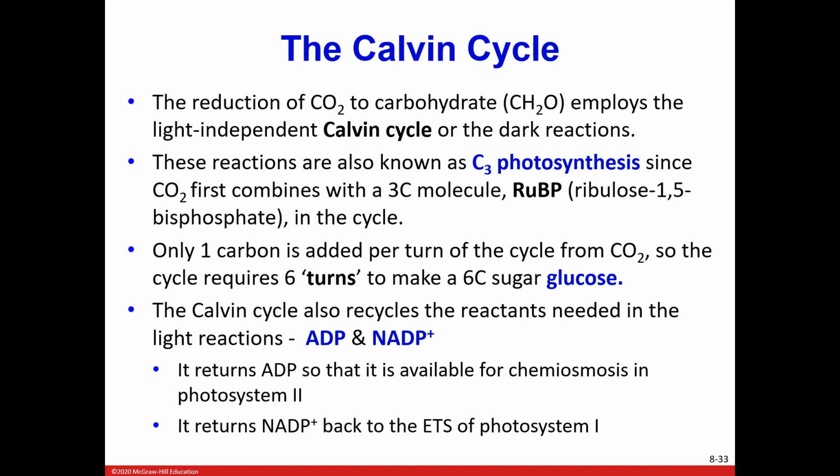The Calvin cycle also recycles the reactants needed in the reaction. So ATP will become ADP and an inorganic phosphate. NADPH will become NADP plus hydrogen.